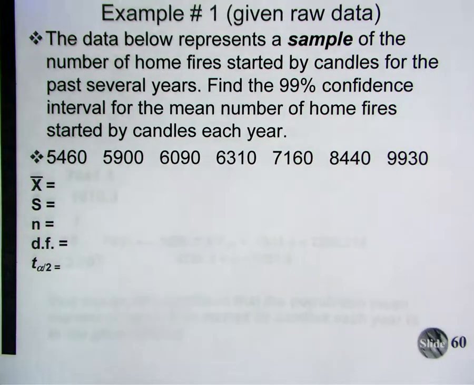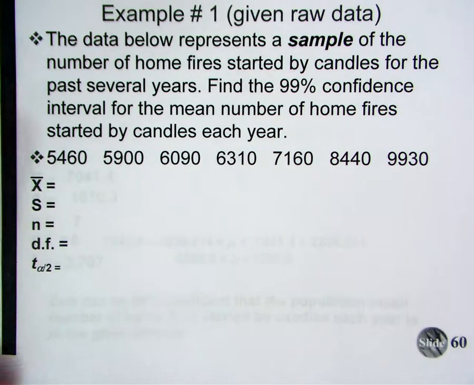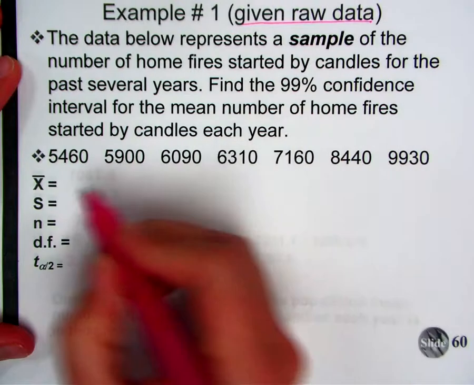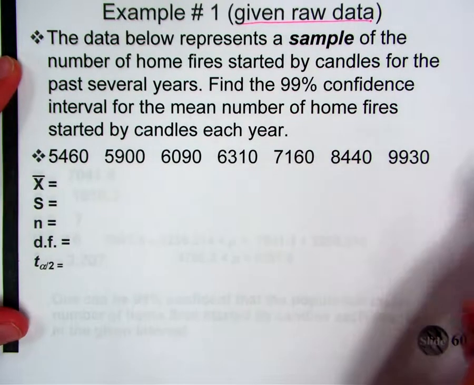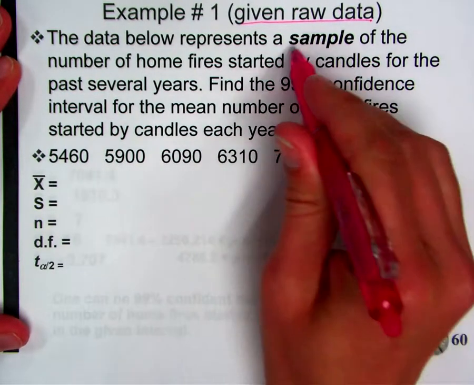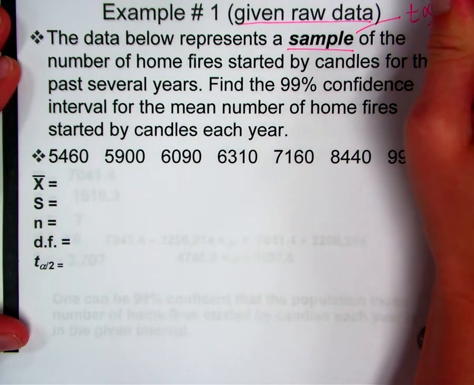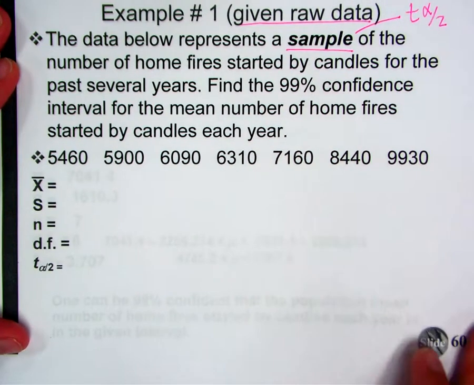Okay, so here's the example. I want to make sure that you guys can actually see me type all of this into the calculator. So example 1, this is when we're given raw data. So we're actually given all of the values. So the data below represents a sample, which tells me right away I'm going to be using T alpha over 2, not Z alpha over 2.